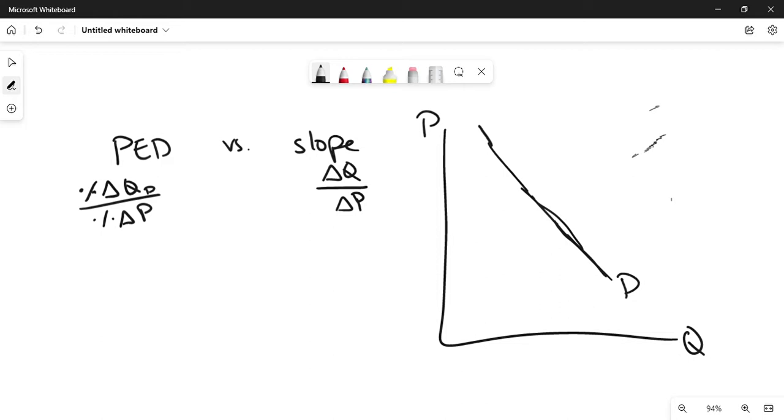Oh, is this the wrong way? Is it the opposite? Whatever, anyway.